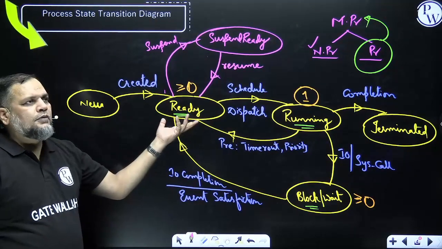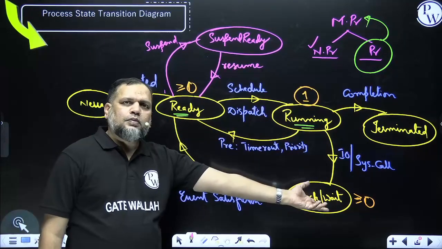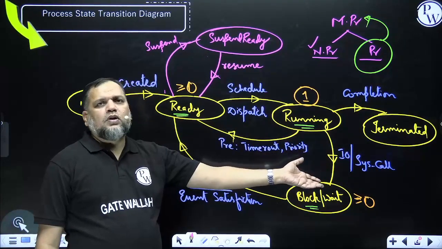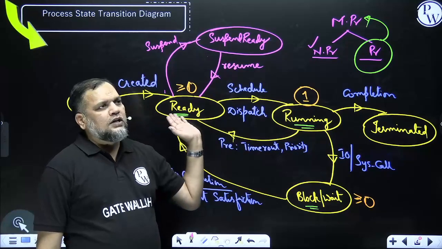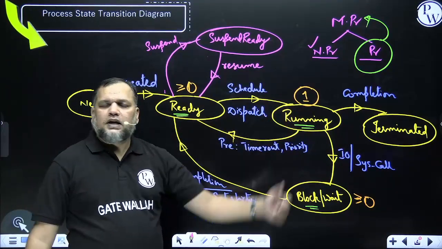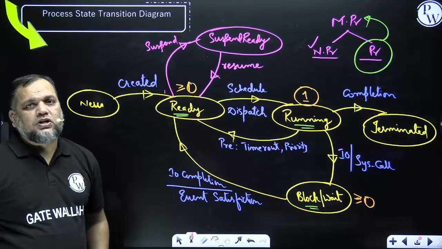Minimum is 0. There may not be any ready process because one may be running and all others may be blocked. There may not be any block, so minimum block is 0, because all others may be in ready and one may be running on CPU. I can have such situations or such permutations and combinations.